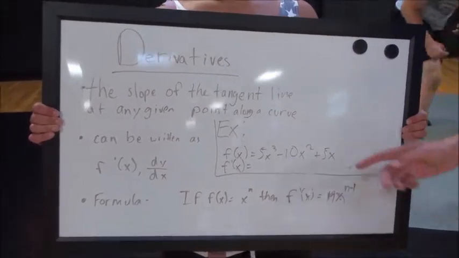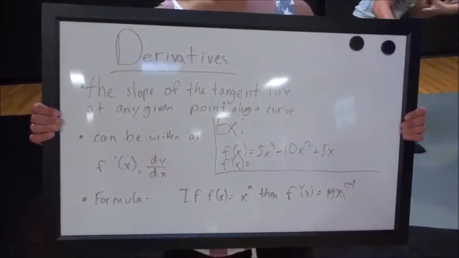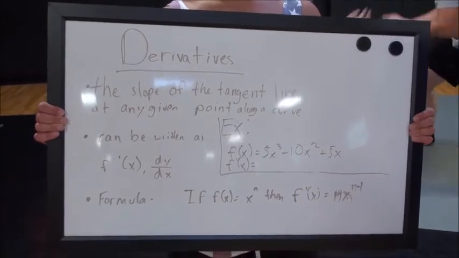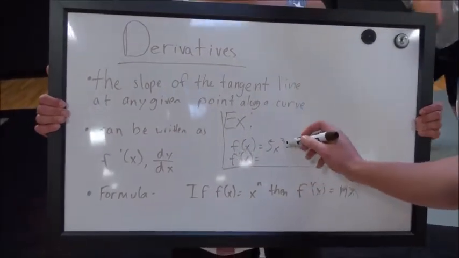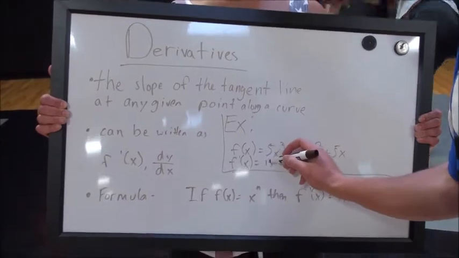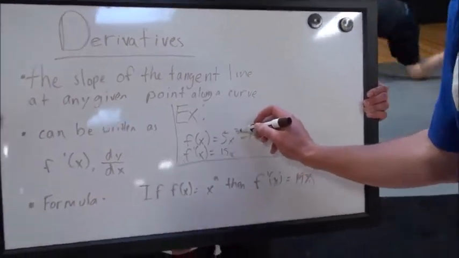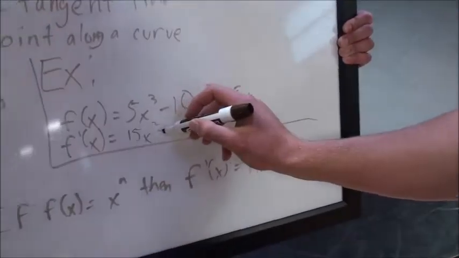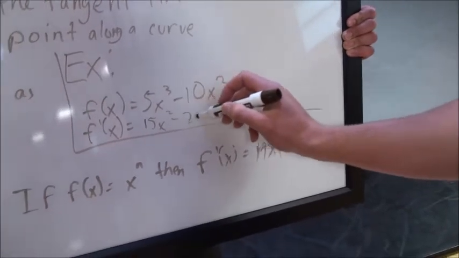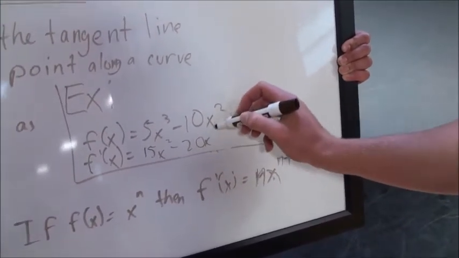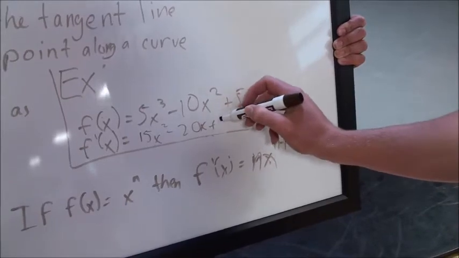An example is if f of x equals 5x cubed minus 10x squared plus 5x. F prime of x, or the derivative, is 3 times 5, 15, 15x, and 3 minus 1 is 2, minus 2 times 10 is 20, 20x, and then 2 minus 1 is just x, plus 5, and I'm done with the problem.